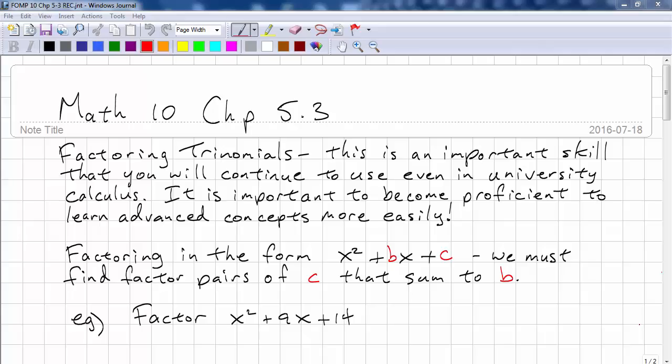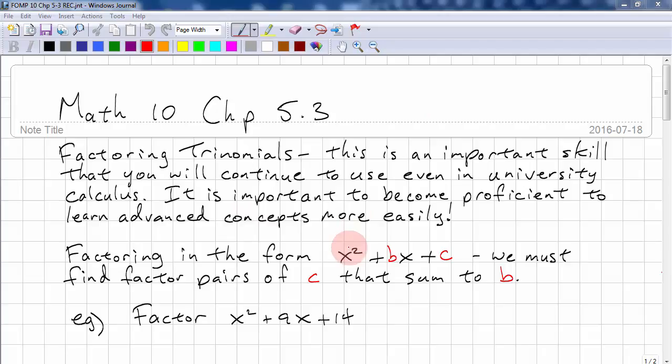This is Foundations of Math and Pre-Calculus 10, Chapter 5.3. We're going to be looking at factoring trinomials. This is an important skill, and you will continue to use it even into university calculus. It's important to become proficient, that way you can learn advanced concepts more easily in the future.